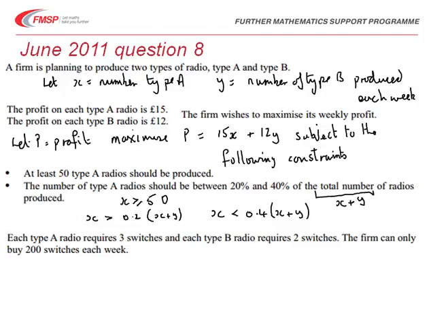There's then one other constraint which is to do with the buying of the number of switches. We're told that we can only buy 200 each week, and type A takes 3 switches, so 3x, and type B 2 switches, plus 2y. That must be less than or equal to 200.